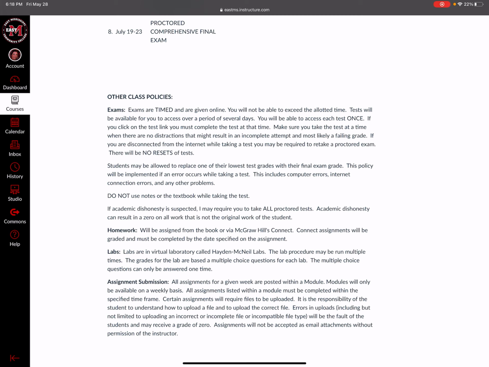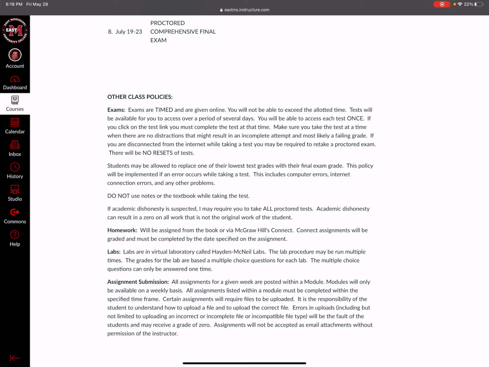I mentioned earlier you have to purchase access to the Hayden McNeil Labs, the virtual labs. You're going to run a procedure. You're going to write down your information, data, whether it's the mass of the beaker or volume of stuff or whatever. And once you've run the whole lab, then there's a multiple choice section for you to answer questions about.